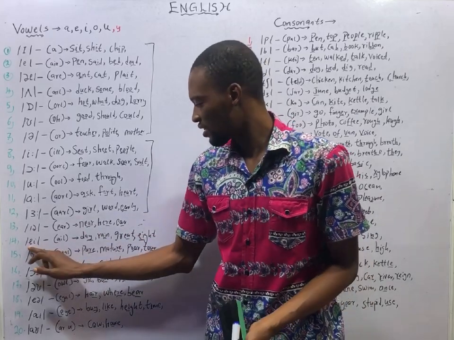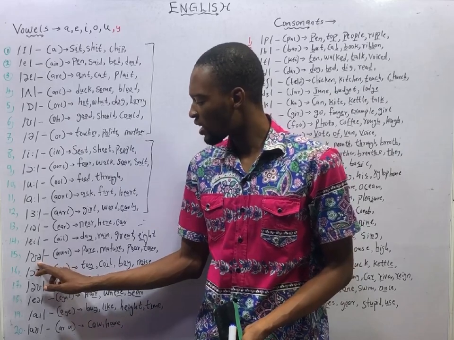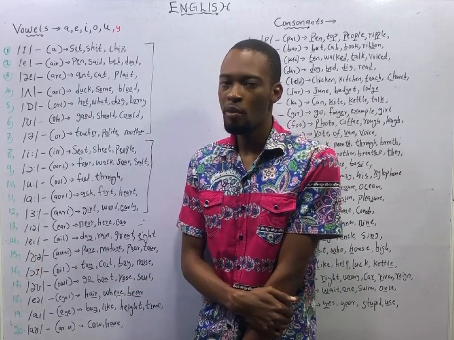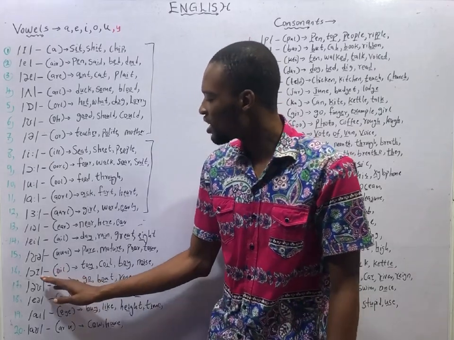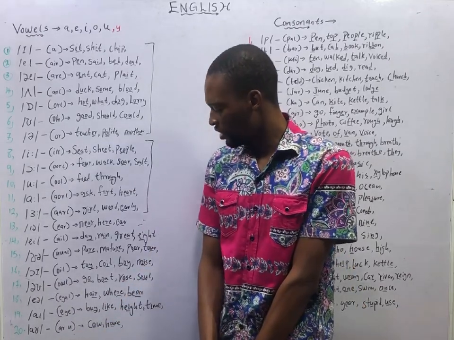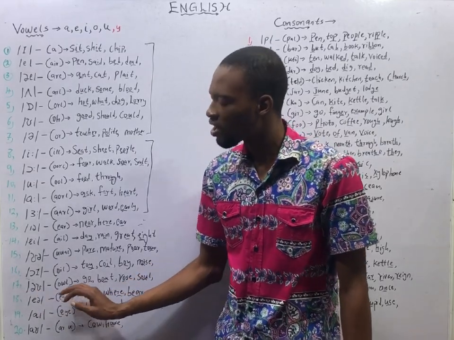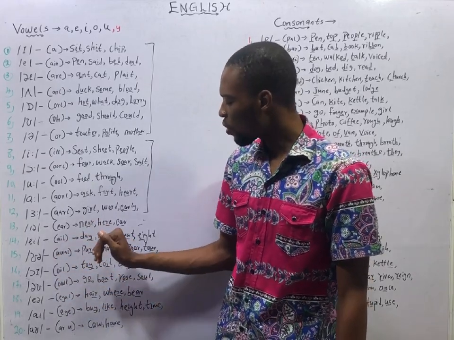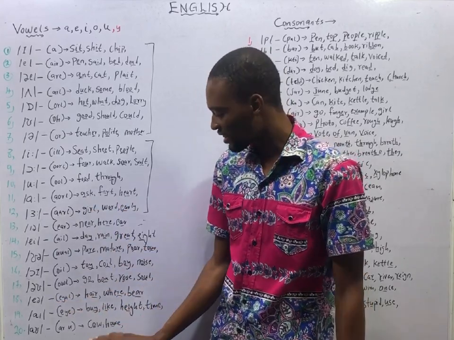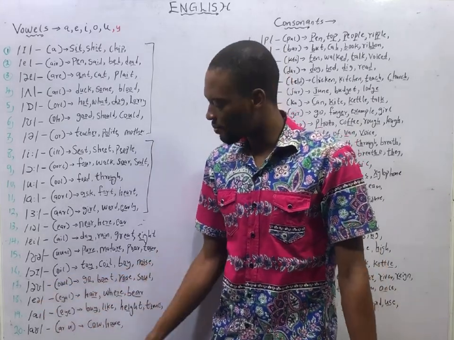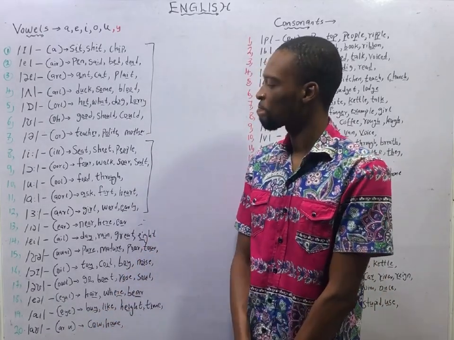This is the A sound, as in they, rain, great, eight. This is the ua sound, as in pure, mature, poor. It is mature, not mature. This is the oi sound, as in toy, coy, boy, noise. And this is the O sound, as in go, boat, rose, so. This is the I sound, as in I, buy, lie, height, time. And this is the AU sound, as in cow, house.